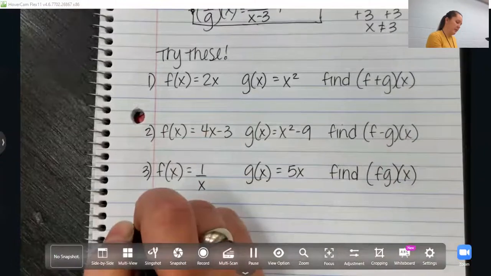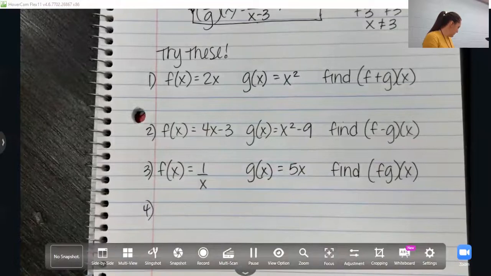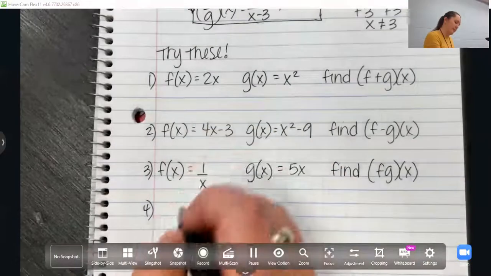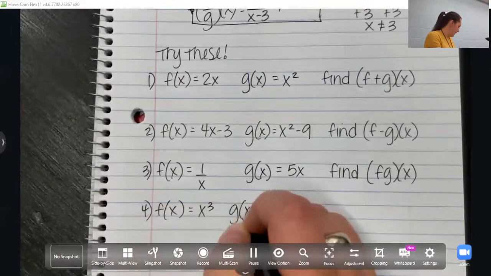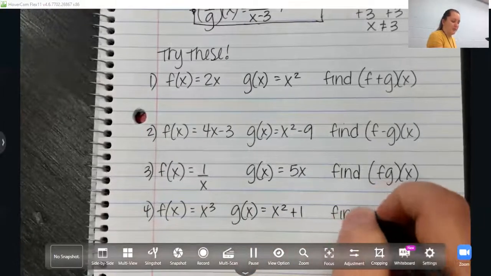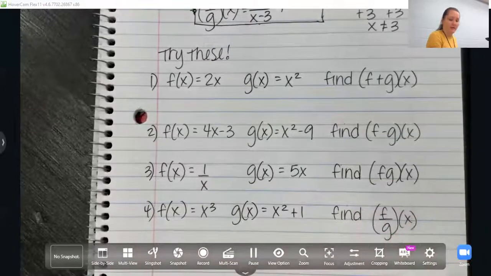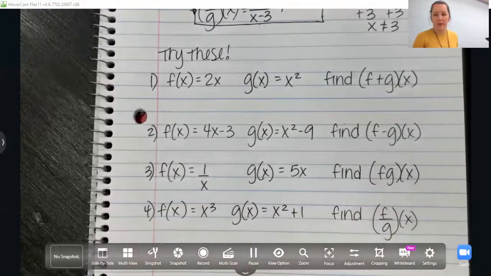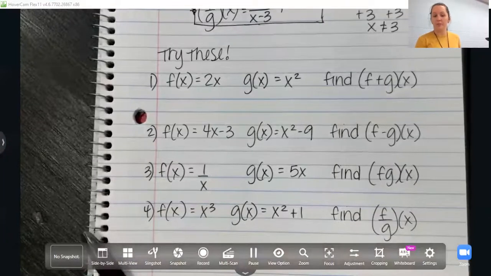And then your fourth one here, your last try it. Let's do this one. If f of x equals x cubed, and g of x equals x squared plus 1, find f divided by g of x. Don't forget on number 4 to find the restrictions on your domain. When I post these notes in PDF, I'll post the answers as well, so you can check your answers as you go. All right.